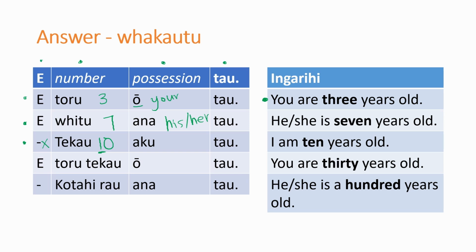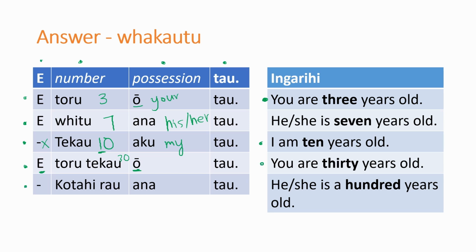Aku means my, plural, age. So that means I am 10 years old. E toru tekau o tau. Toru tekau is 30, and the first number is indeed between 2 and 9, so we need to have the e. O means your, tau, age, which means you are 30 years old.